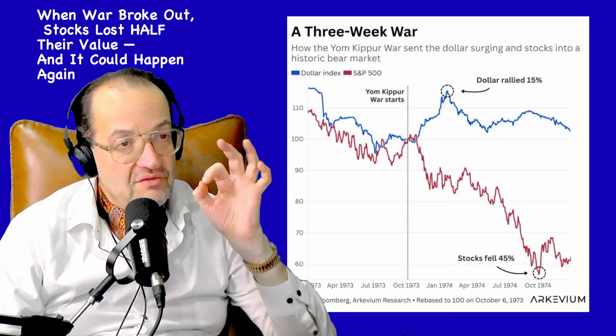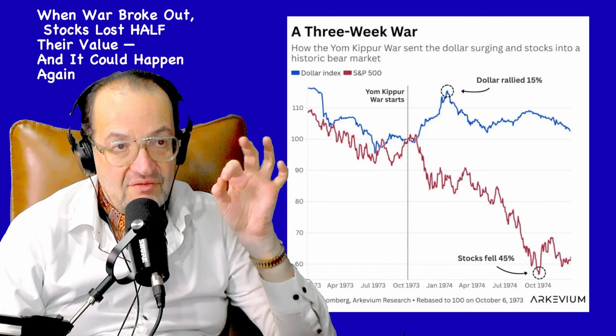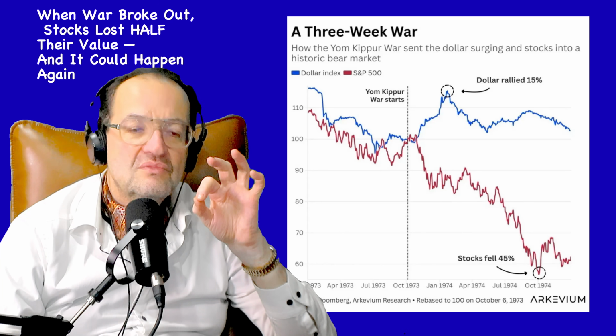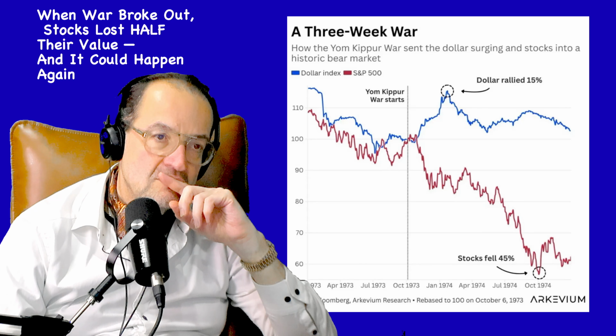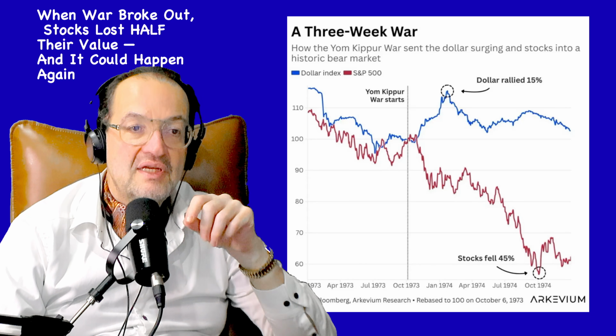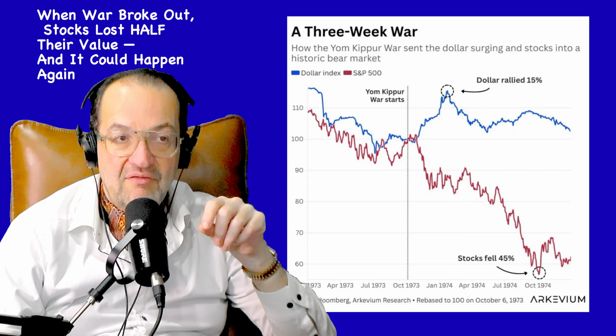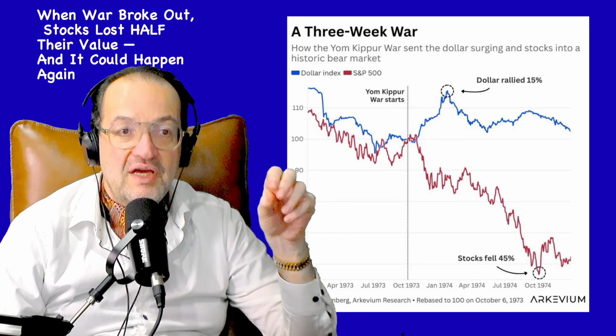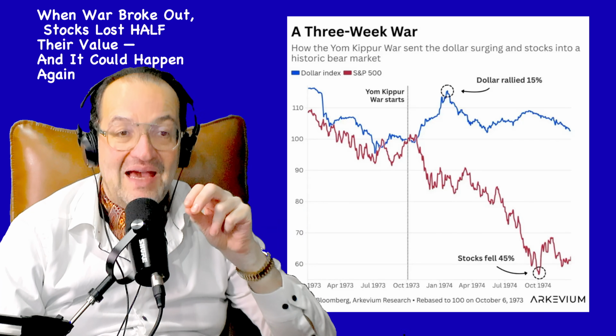Now there's a dotted vertical line. See that dotted vertical line running up and down around October 1973? That's the moment everything changed. That is when the Yom Kippur War began. Everything to the left of that line is the world before the war. Everything to the right is what came after.